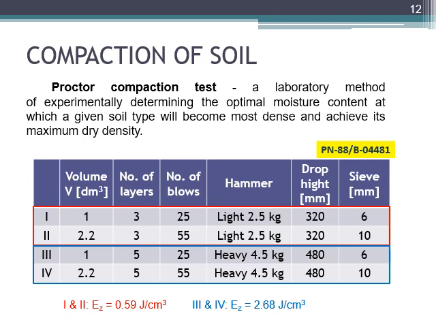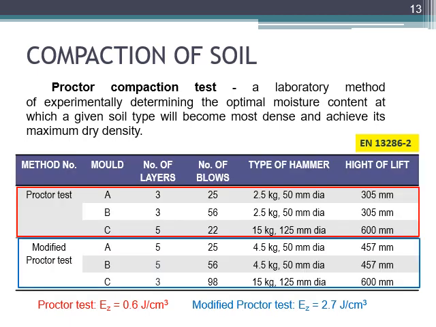So this is the method 3 and 4, where the energy equal to 2.68 joules per cubic centimeter is applied. As you can see, the difference between the first 2 methods and the second 2 methods is the number of layers and the height of the cylinder and the height of the drop.